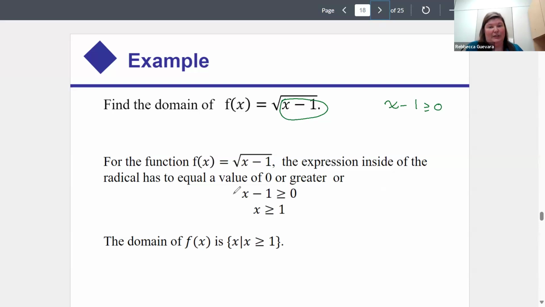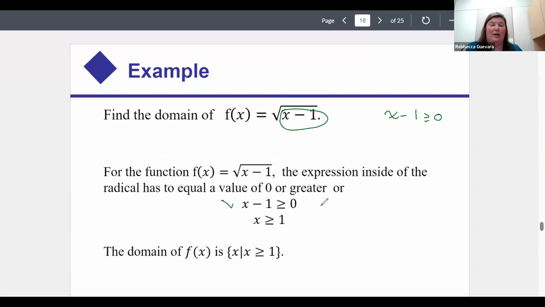Which is what I do down here. Since it's greater than or equal to 0, I'm just going to solve for x. So we just add 1 to both sides, and we get x is then greater than or equal to 1. So the domain of f is going to be all my x values that are greater than or equal to 1.